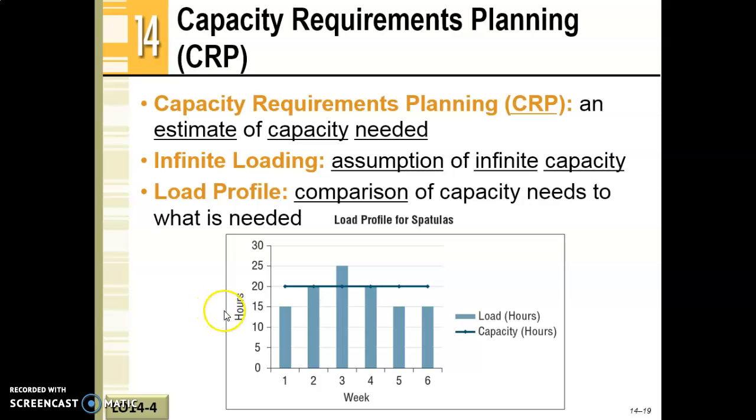And on the slide you can see that our capacity is at 20 here, but we've got one time when the load exceeds capacity, so we would have to figure out what we're going to do. We're either going to have to use overtime or outsource, or if this is a long-term trend, we may need to hire some additional workers so that we can increase capacity.